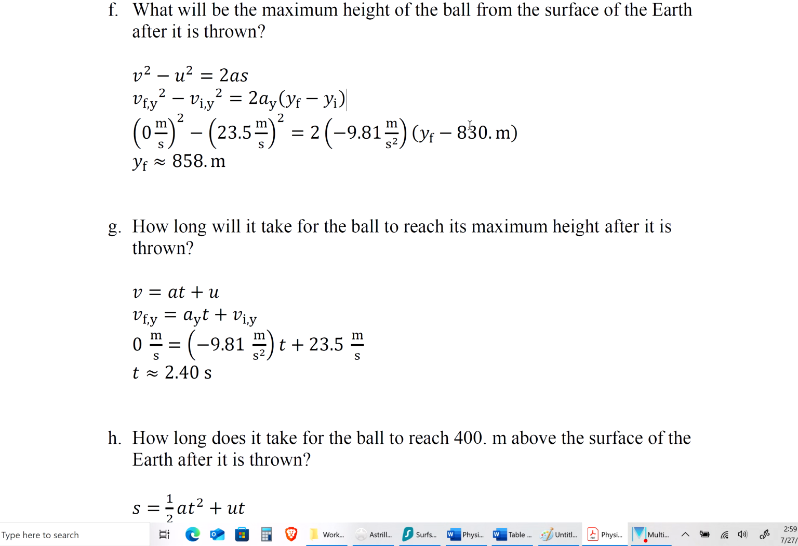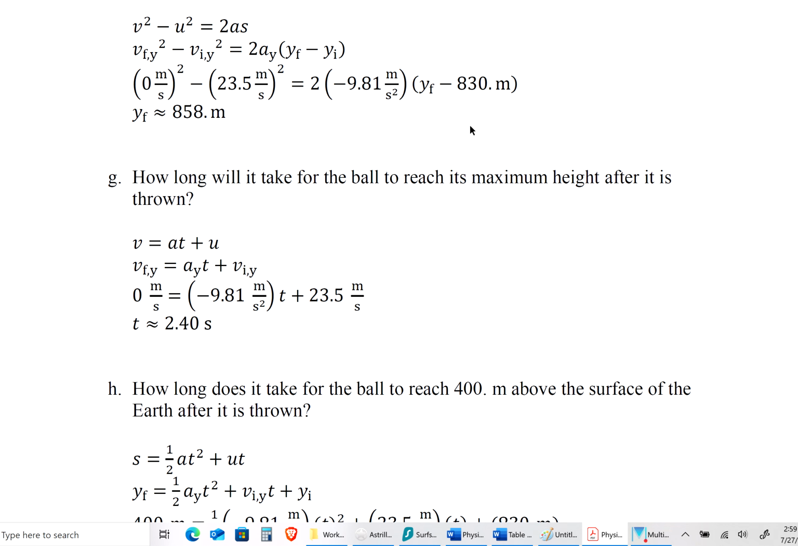Part G, how long will it take for the ball to reach its maximum height after it is thrown? So once again, this is a vertical variable problem. And we could use this equation, v equals at plus u, where u is the initial velocity, v is the final velocity.